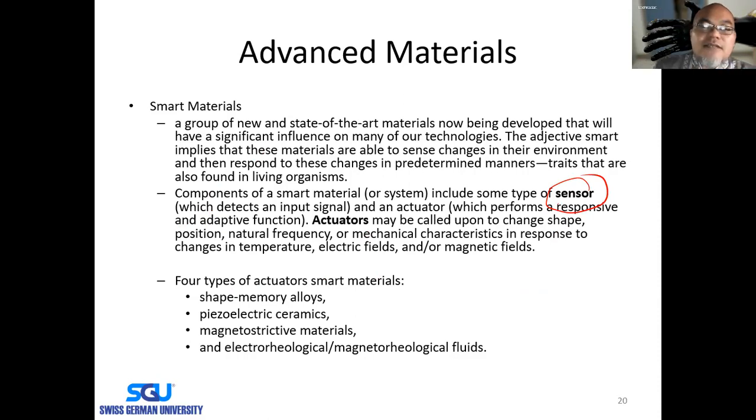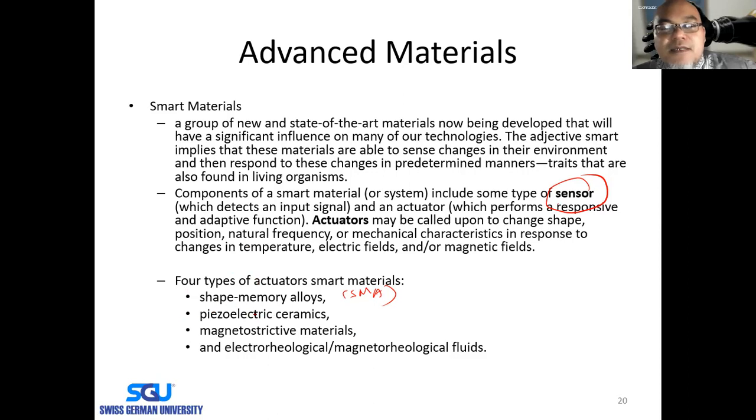So these are four examples of actuator smart materials: shape memory alloys, or SMA. An alloy is a mixture of solid materials, usually metals. And this is an alloy that can remember its shape. So when you bend it or transform its shape, after a while it can come back to its original shape. Okay.